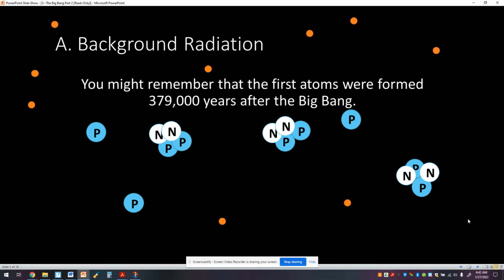So remember that the first atoms were formed about 379,000 years after the Big Bang. We have these atoms right here, the single protons, those are hydrogens, right? And the 2 protons with the 2 neutrons are helium. So they've attracted a little bit more. And then they all have electrons that come around them and start circling. So these are the full-on atoms.